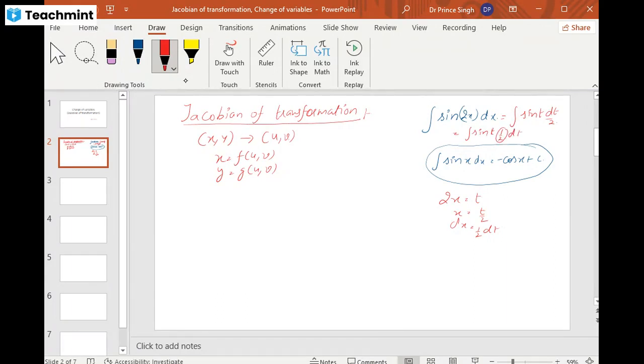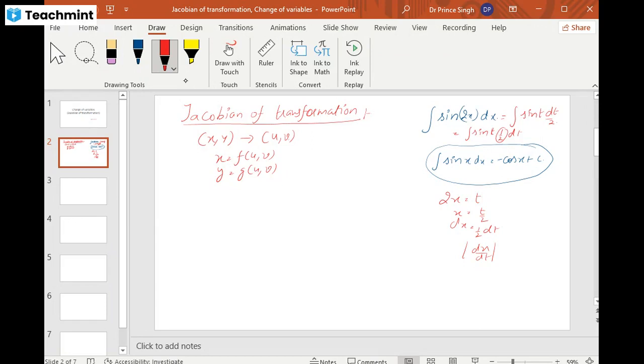To balance the variables in this particular form, we have used this transformation, that we have replaced 2x equal to t. But when we do this kind of transformation, then to balance these two parts, we need to add one transformation factor. So here the transformation factor is 1 by 2. 1 by 2 is dx upon dt. This is called the Jacobian of transformation of x with respect to t.